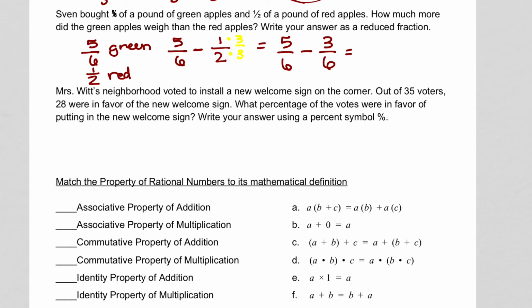So when I'm subtracting fractions, I keep the same denominator. 5 minus 3 equals 2. 2/6 reduces to 1/3. So the question was, how much more did the green apples weigh than the red apples? Well, 1/3 of a pound.